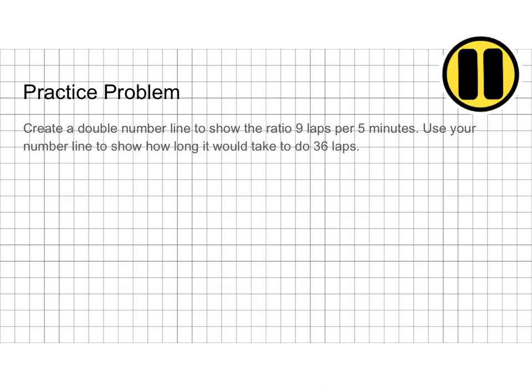Okay, so for your practice problem, I need you to create a double number line, even if you think you could do it without, to show the ratio of doing 9 laps in 5 minutes. I want you to use that number line to show how long it would take to do 36 laps. So make sure your number line is long enough to include 36 laps, and then state how many minutes that would be. We'll check this in class tomorrow.